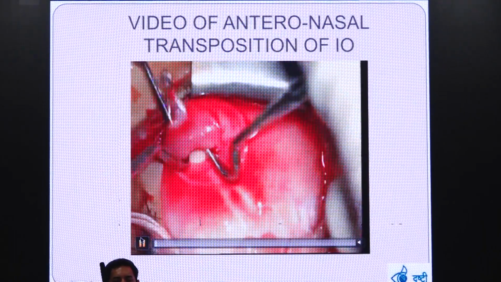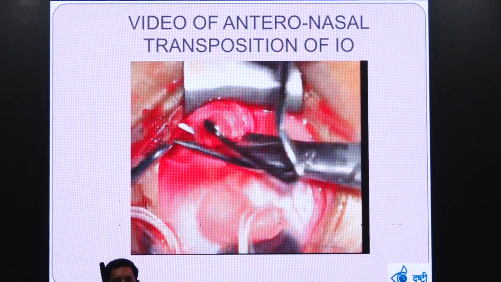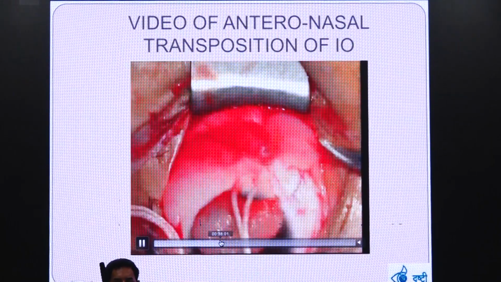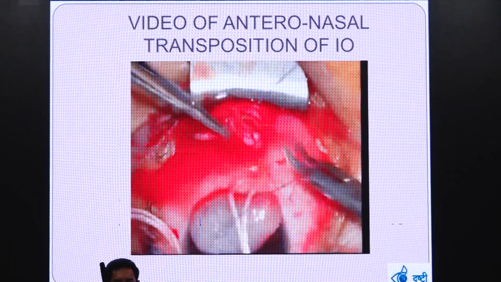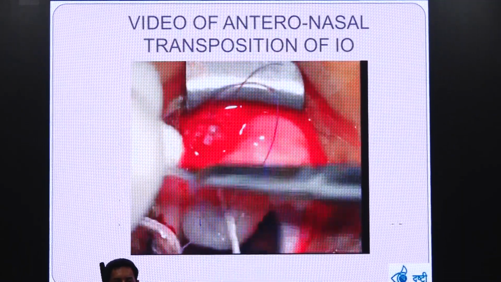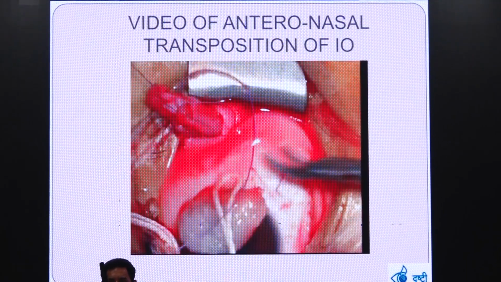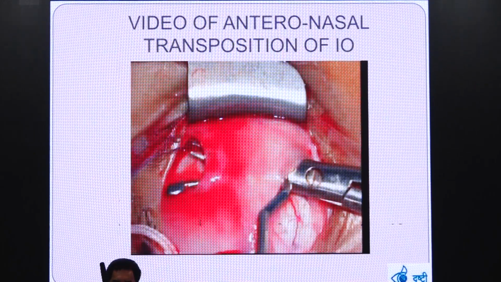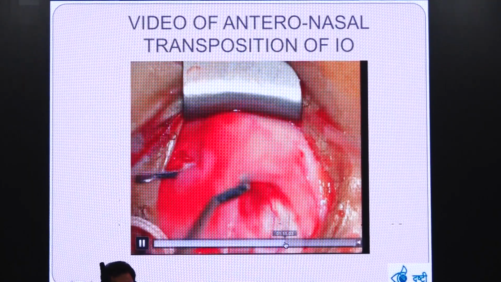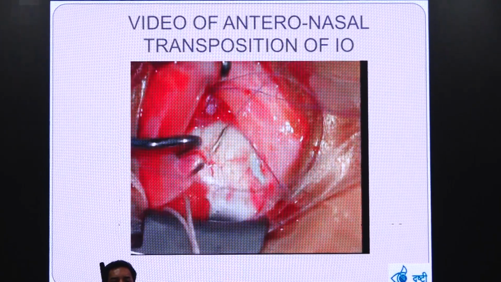This is a small video of anteronasal transposition of inferior oblique muscle. Inferior oblique is cut. It is sutured. I'll just forward it slightly. And then it is brought on the nasal to the inferior rectus and then sutured at the level of inferior rectus. That is how we do the nasal transposition of inferior oblique. And it's quite a strong procedure we need to do whenever there's a persistent inferior oblique overaction. Yes. So this is how they sutured nasal to the inferior rectus muscle.